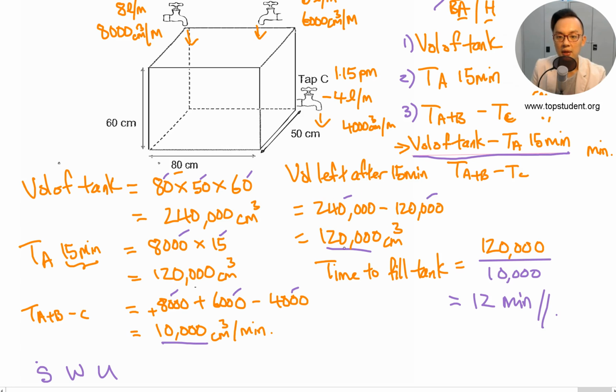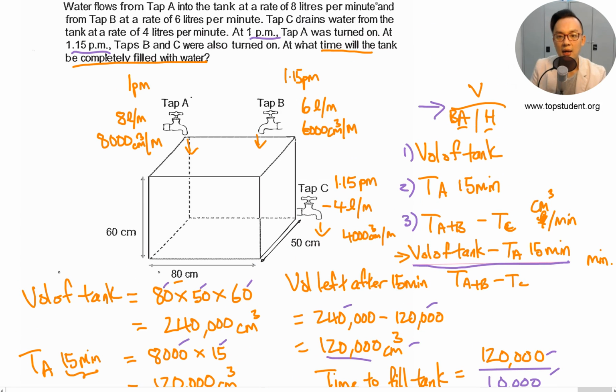120,000, copied correctly. Left with 120,000. This one and this one, this is correct. 12 minutes, that's correct. So let me check my question again. At what time will the tank be completely filled with water? Oh my goodness, okay. This was a careless mistake.